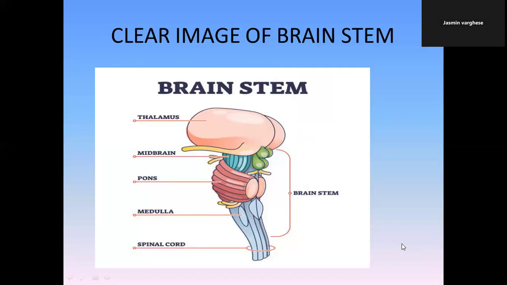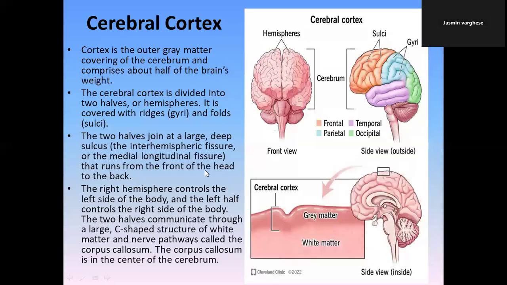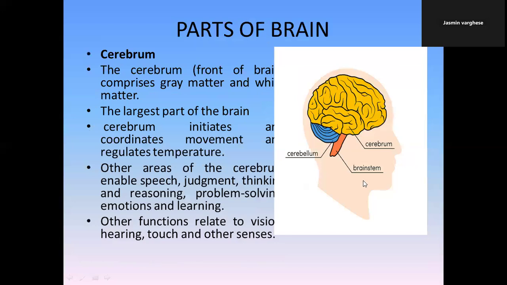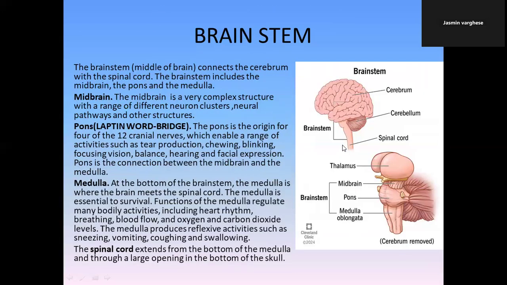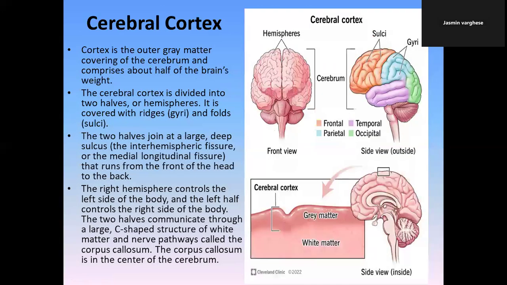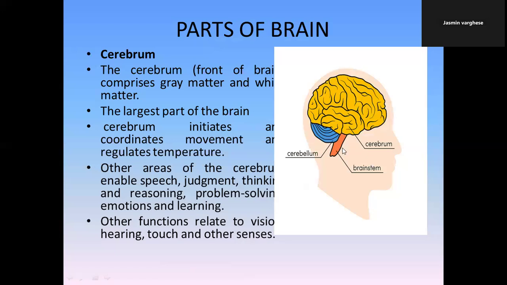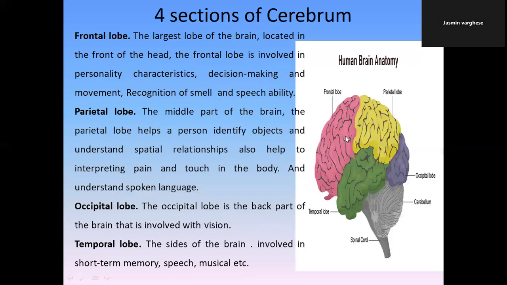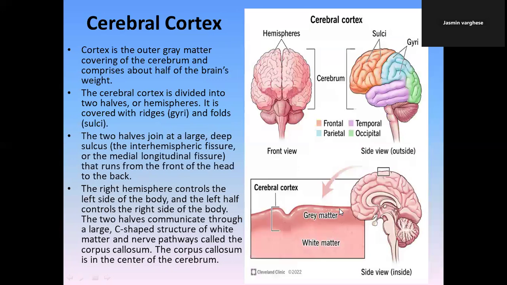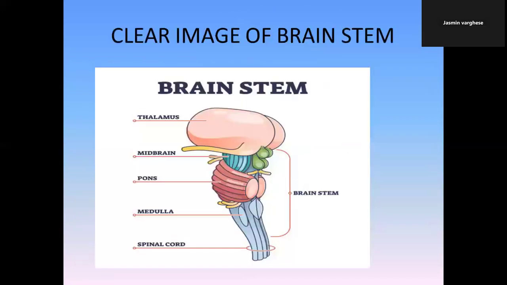Here you can see a clear picture of the brainstem, for your understanding again. This is cerebrum, that is a major part. Then this is brainstem. For this brainstem, 3 sections are there: here you can see midbrain, pons and medulla. Medulla connects the whole brain to spinal cord. And pons is the middle portion between midbrain and medulla, and each part has a separate function.